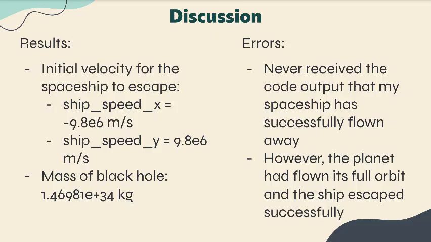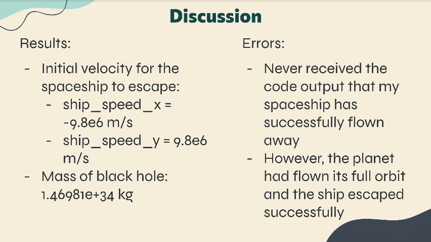The results that I found were that the mass of the black hole was 1.469 times 10 to the 34th kilograms, and the initial velocity that is needed for the spaceship to escape was negative 9.8 times 10 to the 6th in the x direction, and then positive 9.8 times 10 to the 6th in the y direction, although you can fiddle around with those values a lot more, just in those general ballparks, to be able to get the ship to escape without hitting the black hole or the planet.